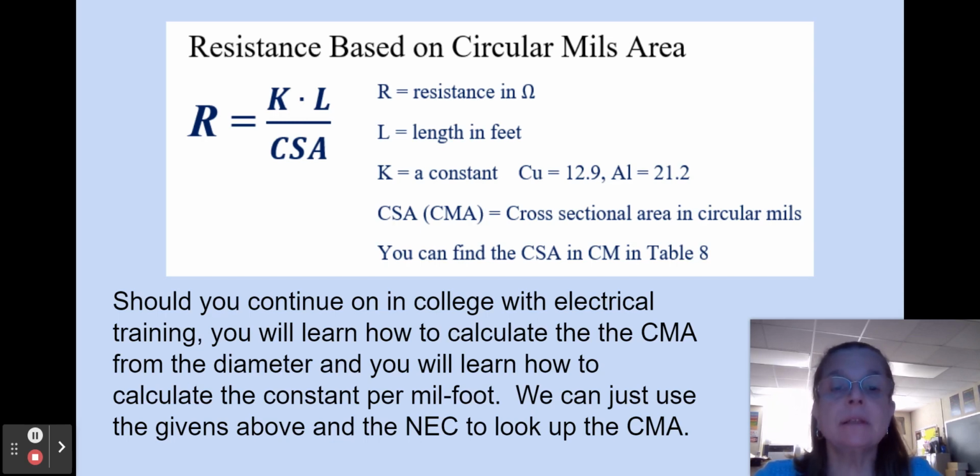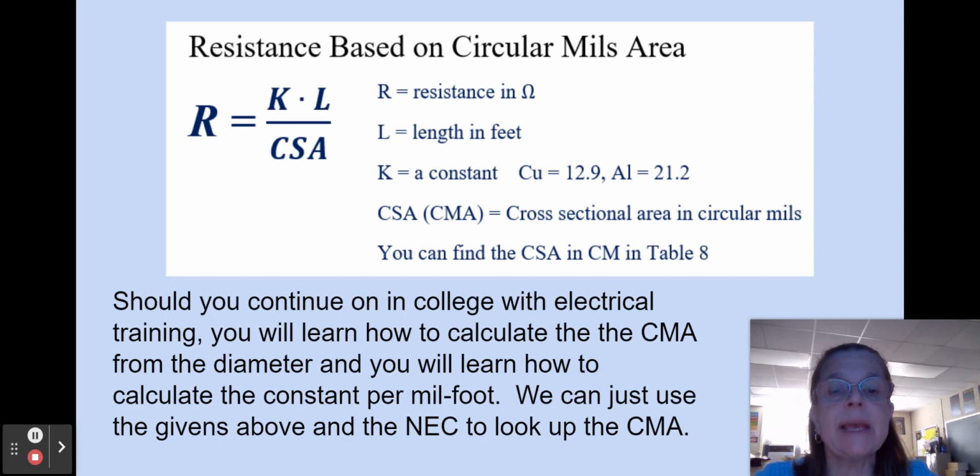The L is the length in feet. K is a constant. We've seen Ks before. We don't use C because of circumference in other places where C is used. The two types of wire or conductors that we most commonly use are copper and aluminum. The constant for copper is 12.9 and the constant for aluminum is 21.2.